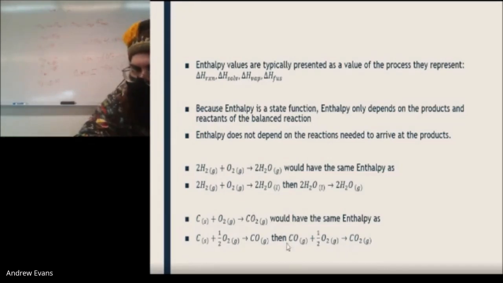If you add step 1 and step 2 together, you would get the original complete combustion energy. And that is what it means to be a state function. It doesn't matter if I do a 2-step reaction or a 1-step reaction, you would get the exact same energy as long as you have the same starting product and the same ending product.